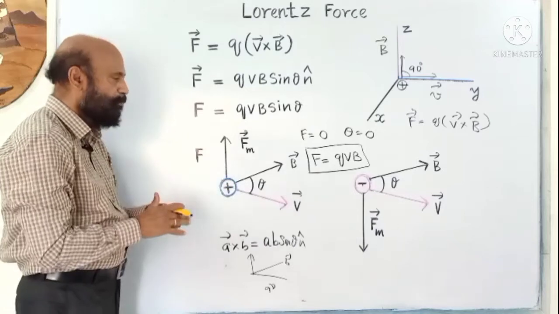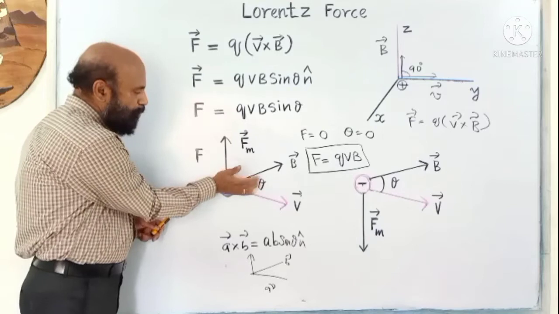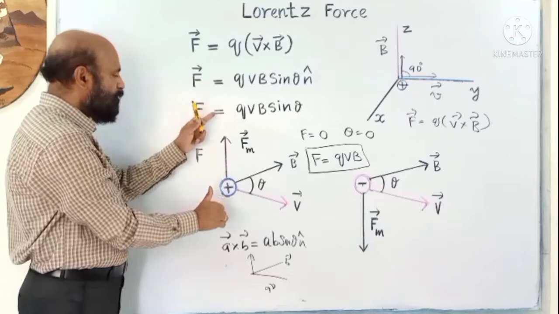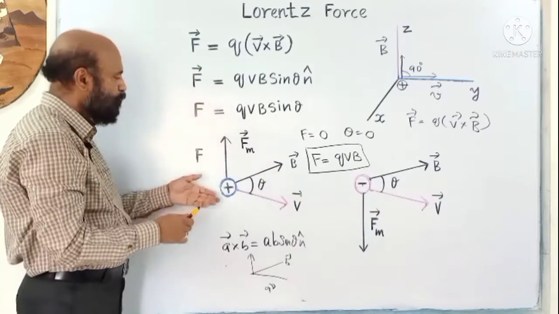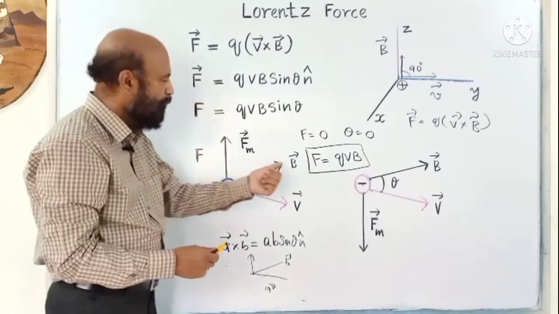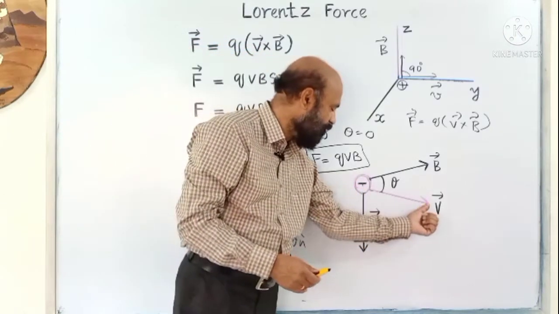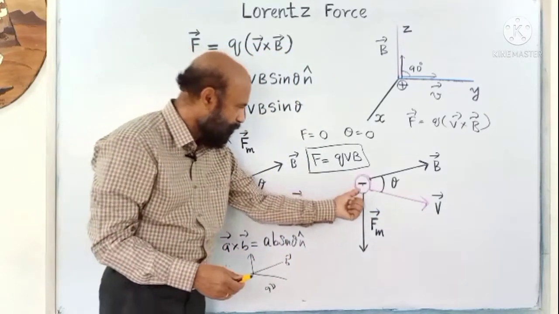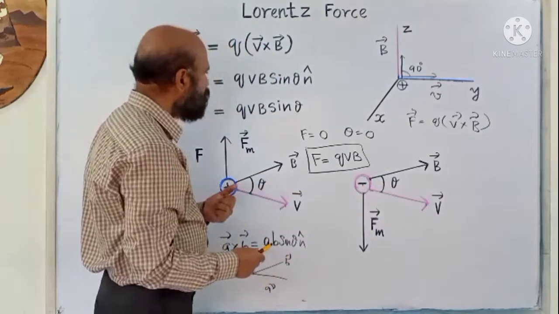Its direction is given by this rule. You try to push V to B with your right hand, then thumb is in the upward direction. So this is the direction of the force, V cross B. This is the direction of the force experienced by positive charge. If it is negative charge, just opposite. Same velocity, but negative charge will experience a force opposite. Positive charge upwards, negative charge downwards.